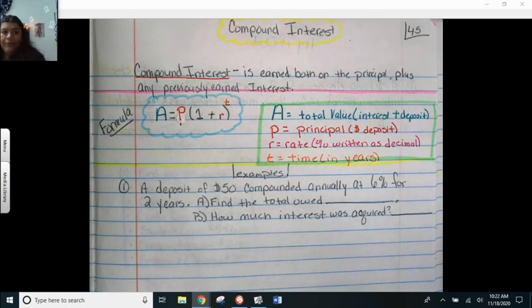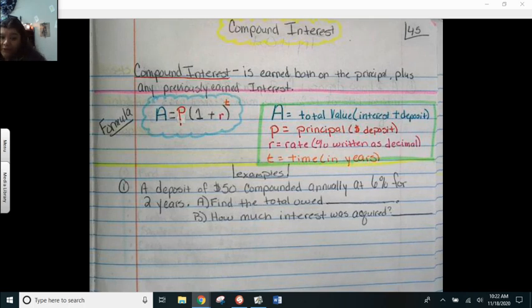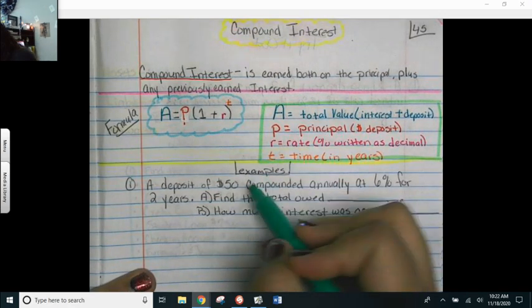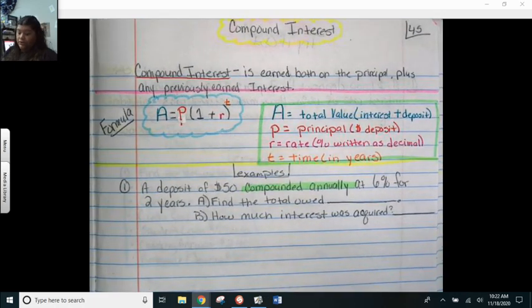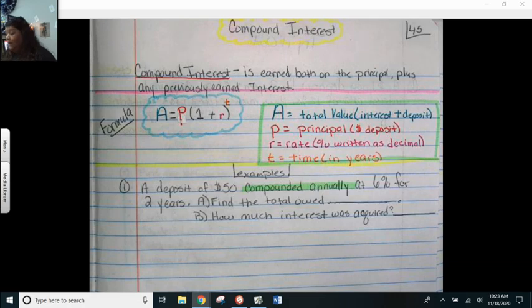So let's take a look at the first example. It says a deposit of $50 compounded annually at 6% for 2 years. We're going to find the total owed, and then we're going to find the interest, how much interest was accrued. Now, what tells me that this is a compound problem and not a simple problem? It's going to say compounded annually or simple interest rate, okay? So this one says compounded, which means I'm going to be using the compound interest formula, okay?